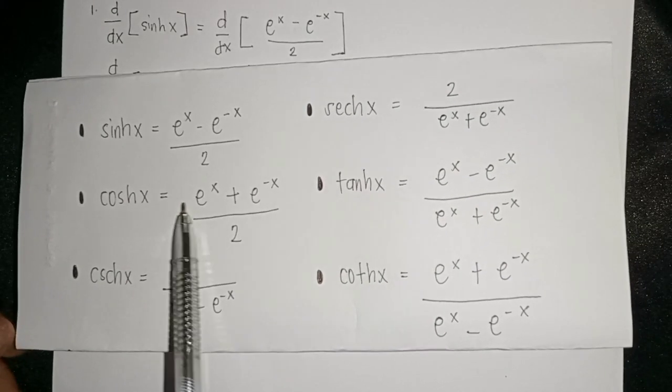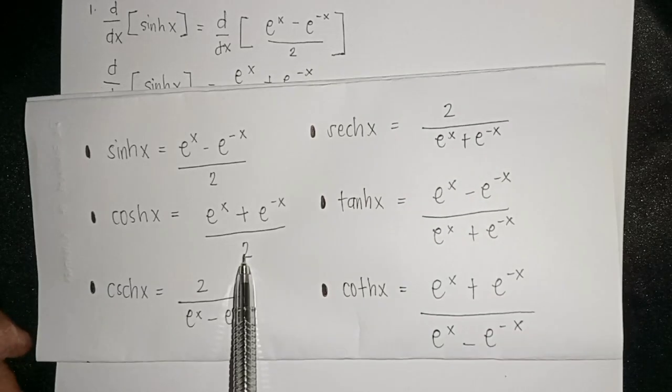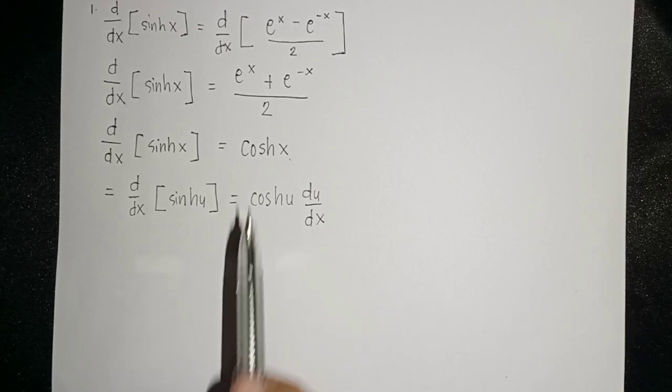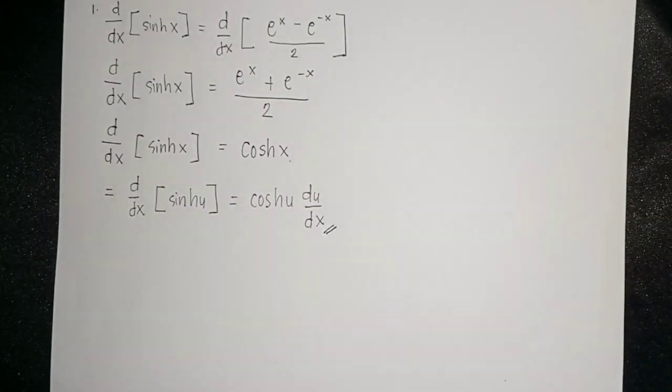And also, hyperbolic cosine x is equal to e raised to x plus e raised to negative x all over 2. So again, in general, we will have the derivative of hyperbolic sine u with respect to x is equal to hyperbolic cosine u times du over dx.